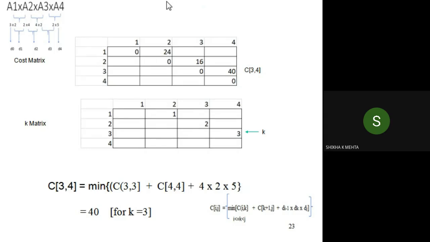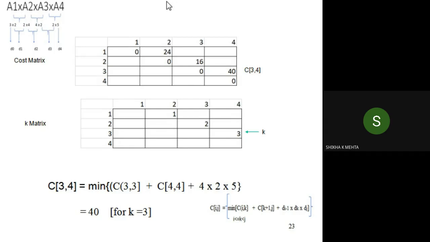Now similarly, we compute the value of 3, 4. Again applying the formula, C33 and C44 values become 0, and the other values we get are 4 by 2 by 5. When we multiply this, we get the value of 40. So we are able to fill the diagonal of this matrix, where the difference between the i and j value is 1. Now we move on to the next layer.